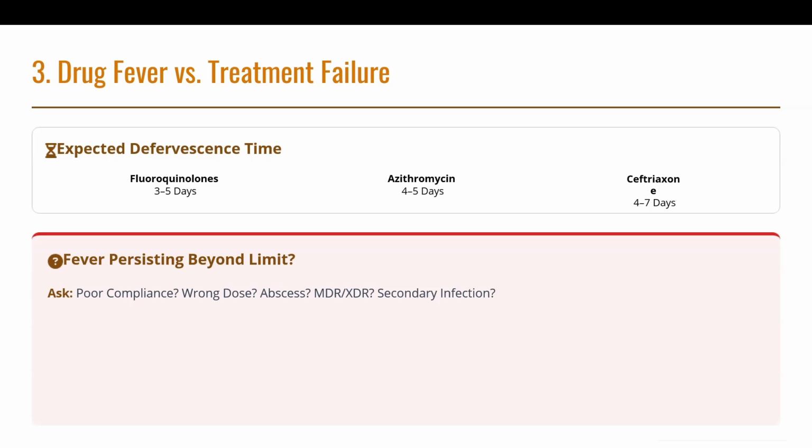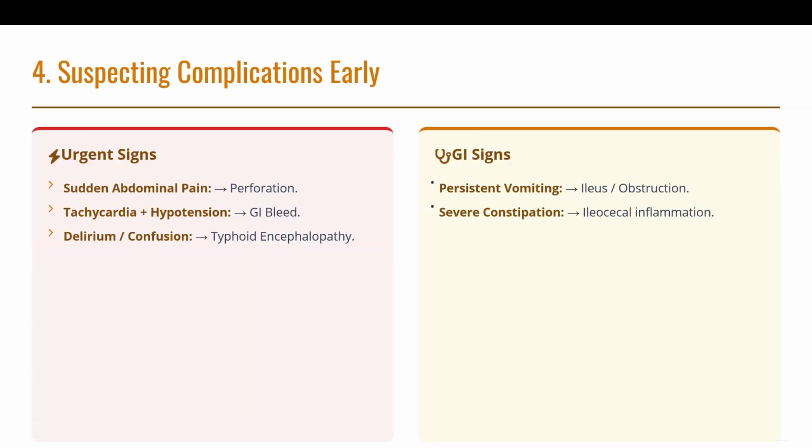If fever persists beyond this limit, suspect poor compliance, wrong dose, an underlying abscess, MDR or XDR Salmonella, or any other secondary infection. Suspect this if the fever goes beyond 7 days in the case of ceftriaxone or 5 days in the case of azithromycin with adequate dosing.